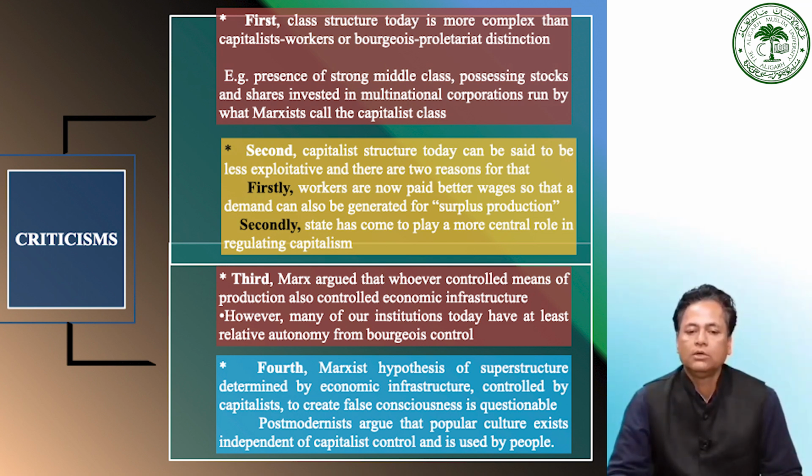Third, Marx argued that whoever controlled the means of production also controlled the economic infrastructure. However, many of our institutions today have at least relative autonomy from the bourgeois control. In fact, great sections of the press are critical of the economic elite, and many popular actors and music artists are extremely critical of the capitalist system. It is not that everybody is worshipping the capitalist; there are so many sections of society who are highly critical of the economic disparity between the capitalist and the working class.